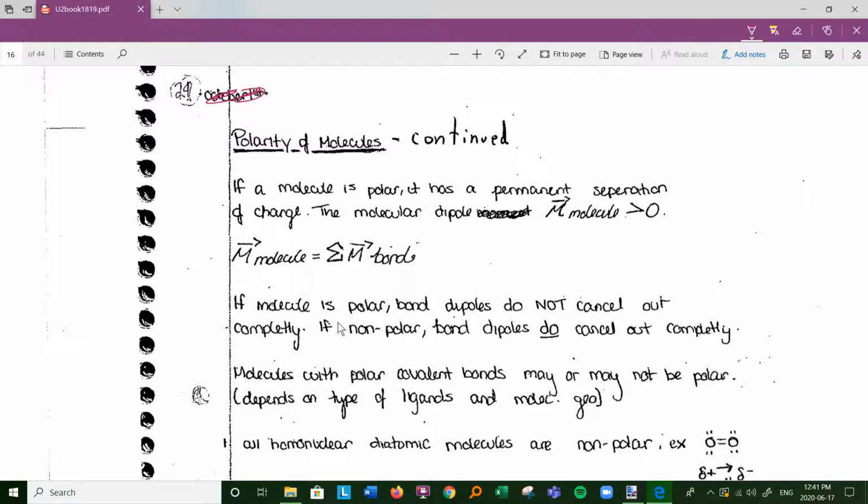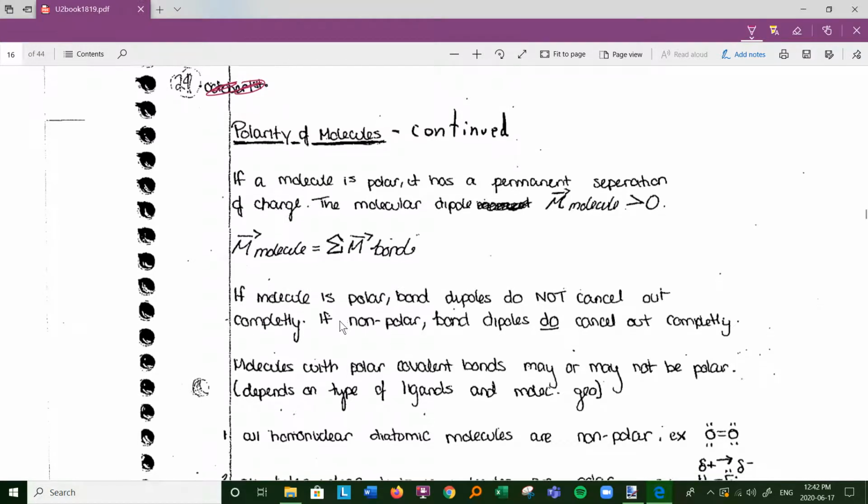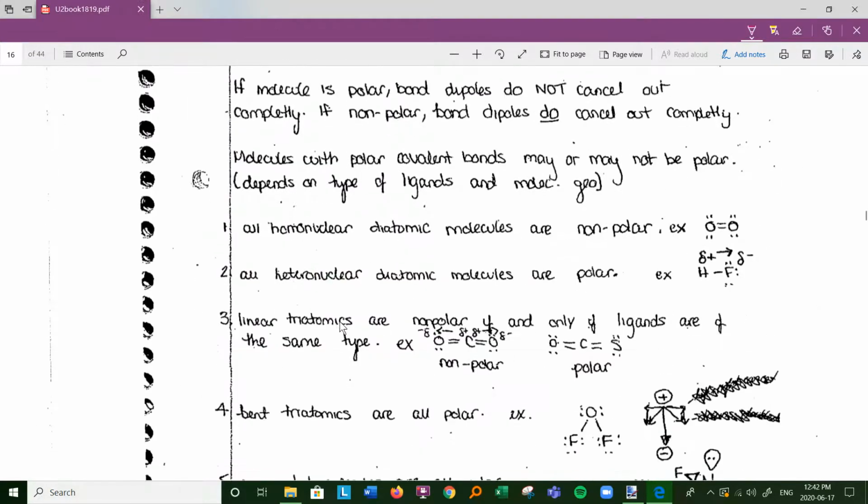So, well, here it is again. If the molecule is polar, the bond dipoles do not cancel out completely. If the molecule is nonpolar, the bond dipoles do cancel out completely. If you have molecules with polar covalent bonds, they may or may not be polar. You have to look at what the ligand types are and what the molecular geometry is.